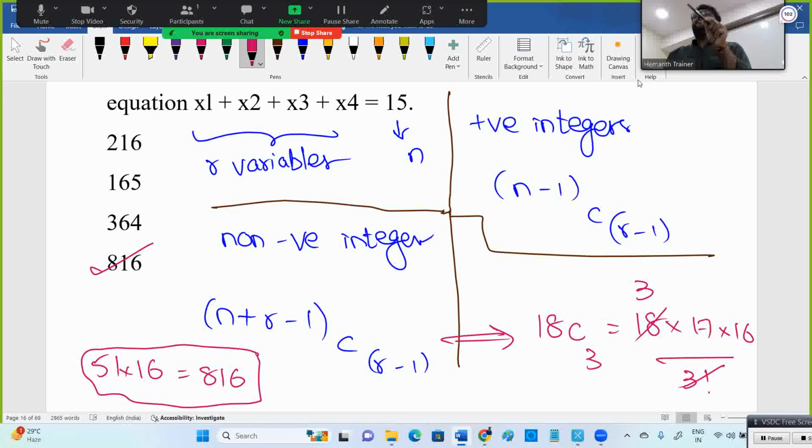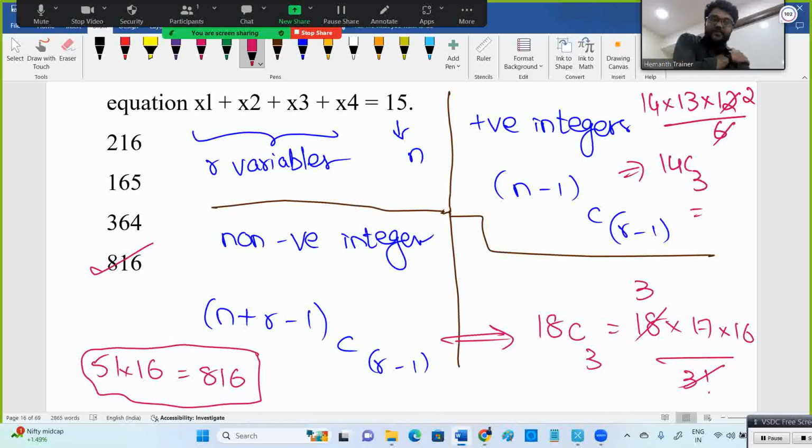But listen, if you make a mistake, n minus 1 C r minus 1, that option also is available. 364 also available, if you try positive integers for this by mistake. Okay, n minus 1 is nothing but 14 C3. 14 C3 means 14 into 13 into 12 divided by 6. 14 into 13 is 182. 182 double is 364. 364 also available in options. But 364 for positive. Okay, 816 for non-negative.